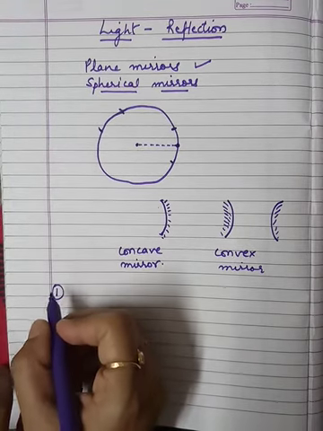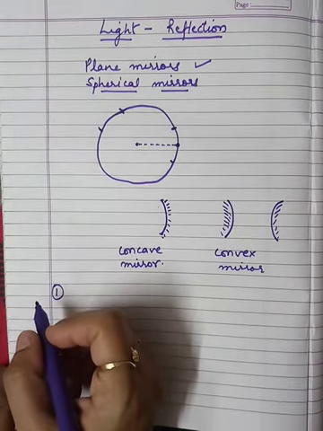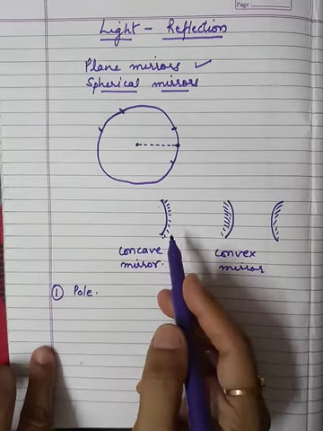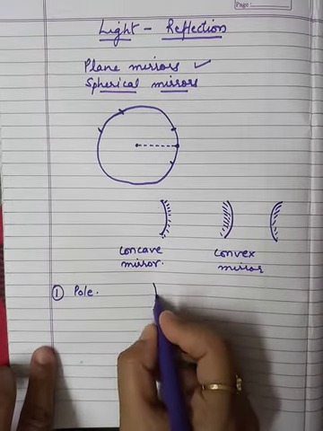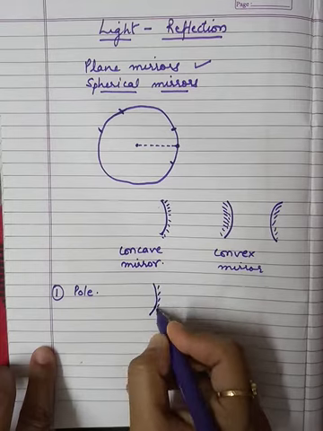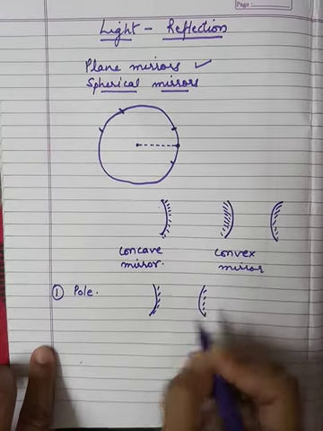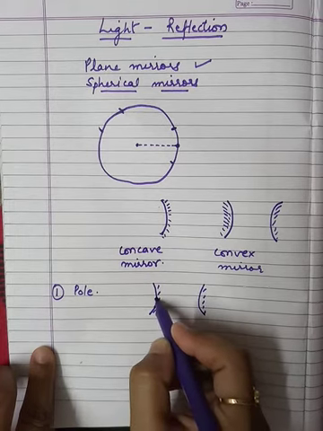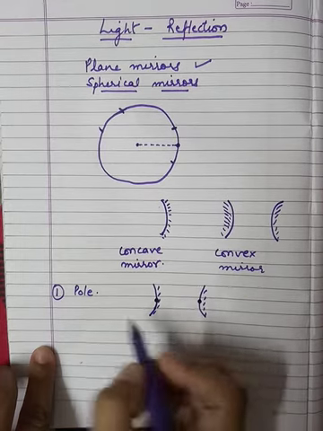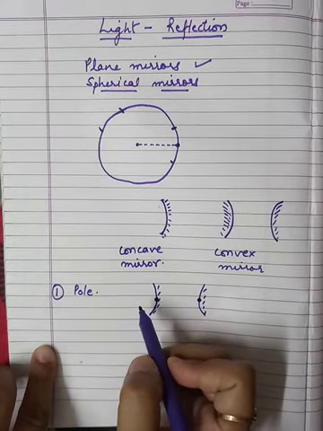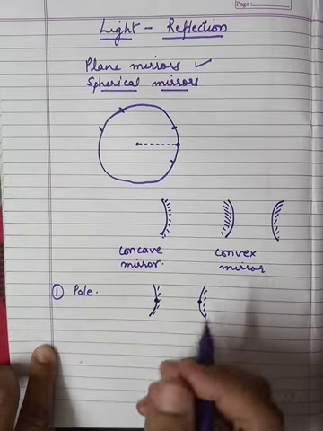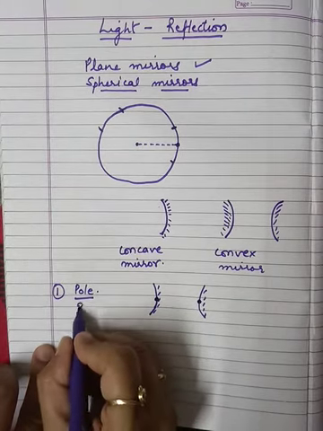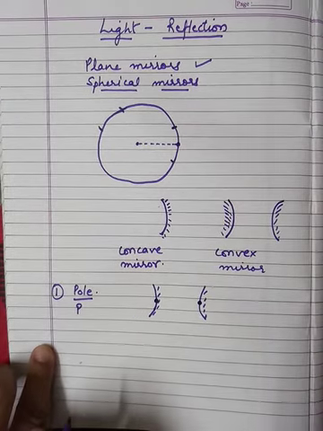The first important parameter or term is the pole of the mirror. In a concave mirror or convex mirror, the center of the mirror is known as the pole. This center point of the reflecting surface of the spherical mirror is called the pole, and it is represented by capital P.